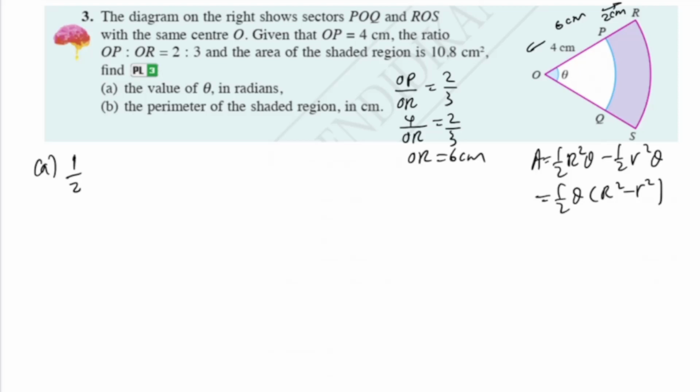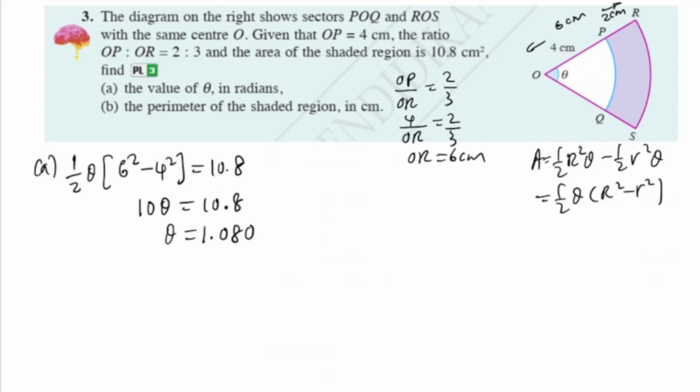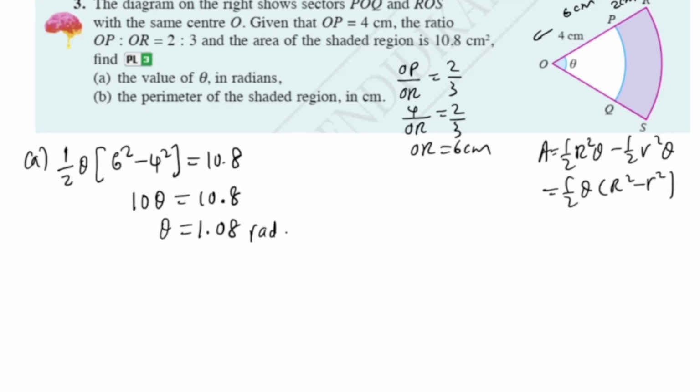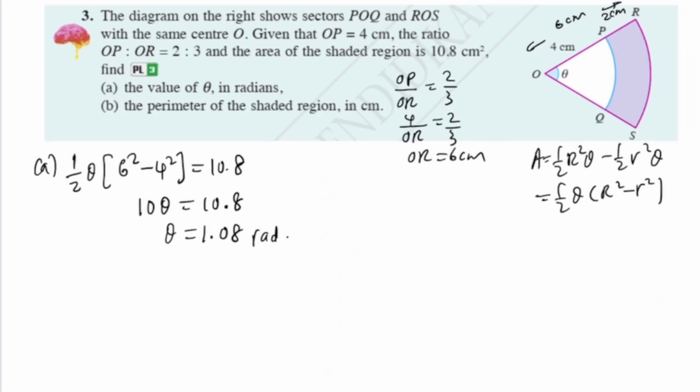My theta is unknown, my big radius is 6 cm, 6 squared, my small radius is 4 cm, 4 squared, and this will give us 10.8. So 6 squared is 36, 36 minus 16 is 20, half of 20 is 10, so we can just write this as 10 theta. You can use a calculator if you can't calculate mentally. Theta will be 10.8 divided by 10, which is 1.08. You don't have to write a 0 at the back. 1.08 will do. Okay, so that is your theta.